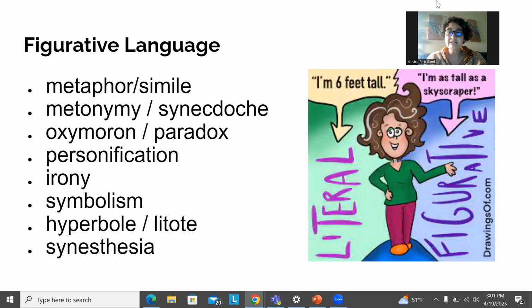Also, figurative versus literal language. So literal means something that is absolutely fundamentally true. And people misuse the word literal all the time. Like I'm literally dying right now. Should I call 911? Figurative is to use hyperbole, to use language in a way that is an exaggeration, like the stars twinkle like diamonds. Okay. Or in this picture, you have a woman that says, I'm 6 feet tall. That's literal. Figurative language is, I'm as tall as a skyscraper. Make sense?